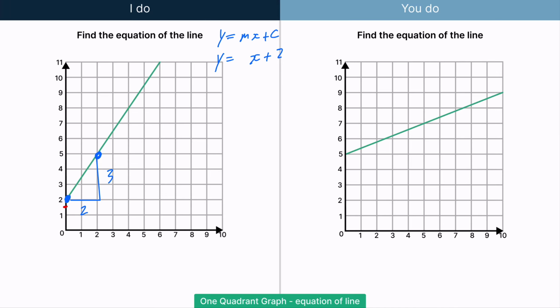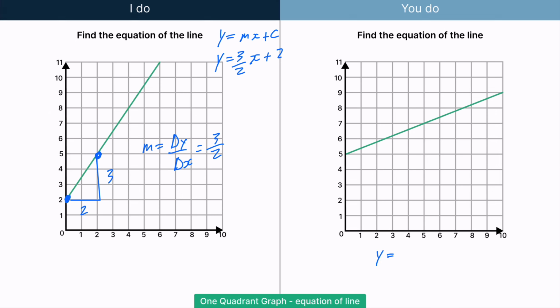And on this side, the width of it, we're going from 0 to 2. Okay? So the gradient is going to be the change in y divided by the change in x. So what that means is it's the height of the triangle divided by the width. So that's my gradient there. Done. So my final answer is y is equal to 3 over 2x plus 2.